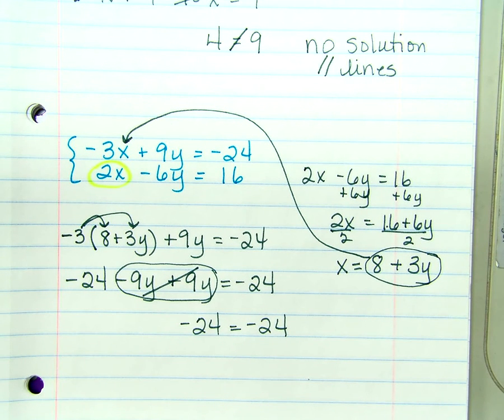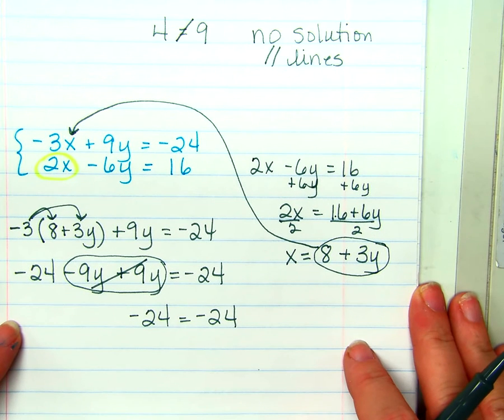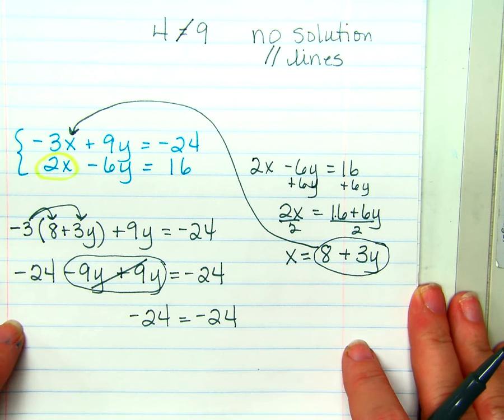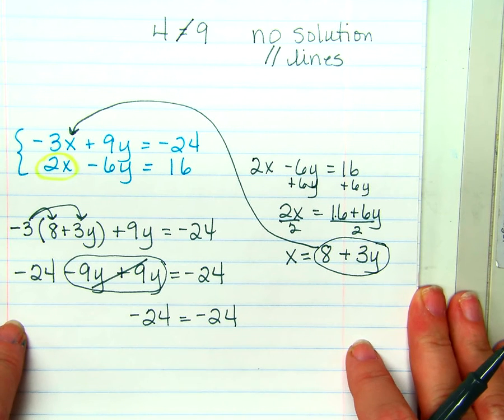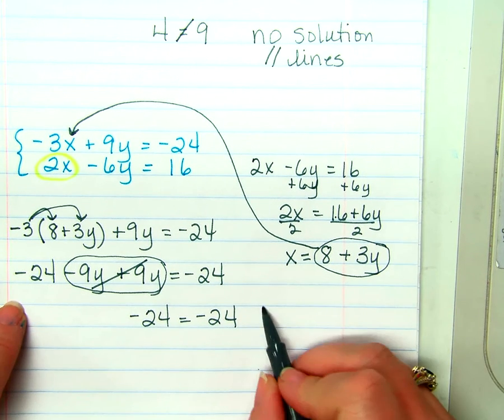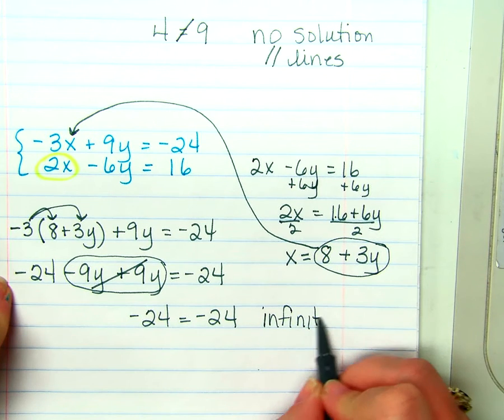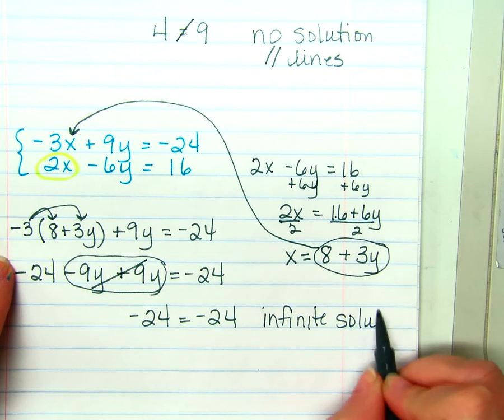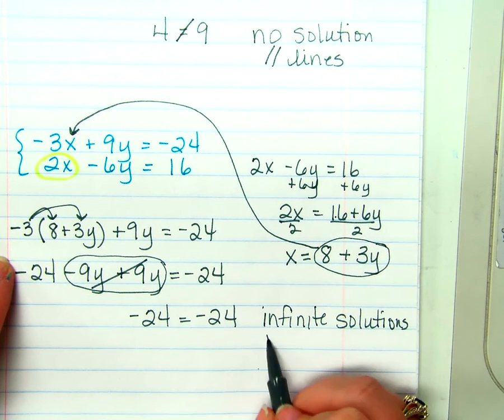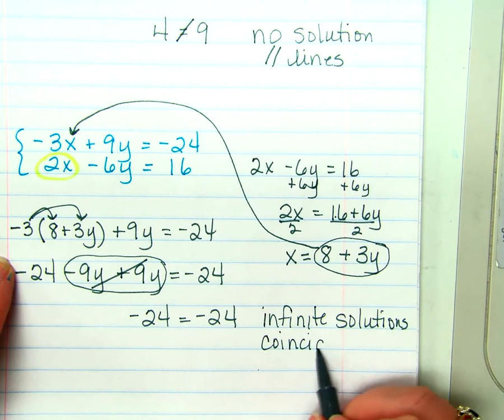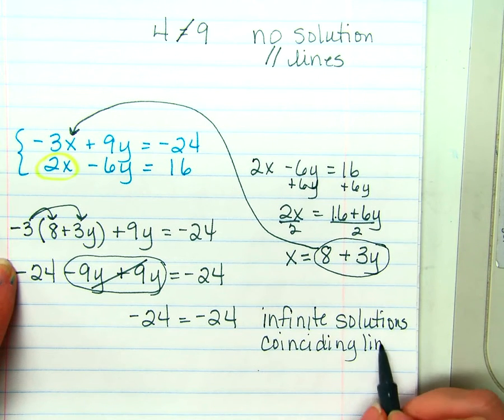And your response to me is? Is that an intersecting one? It means yes, it does, right? Coincide. It is. Negative 24 is equal to negative 24. So what's my solution? Say it. They coincide. So what's my solution? All real numbers. Oh, it's infinite. Infinite. Yeah, same thing. Infinite solutions. Coinciding lines.